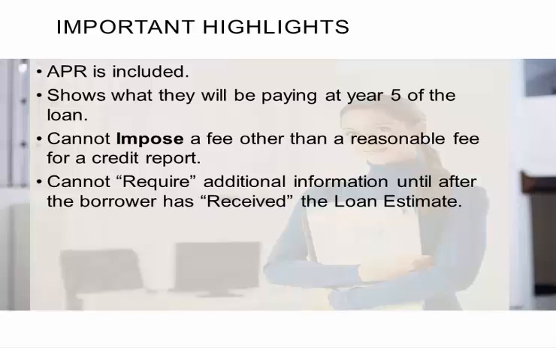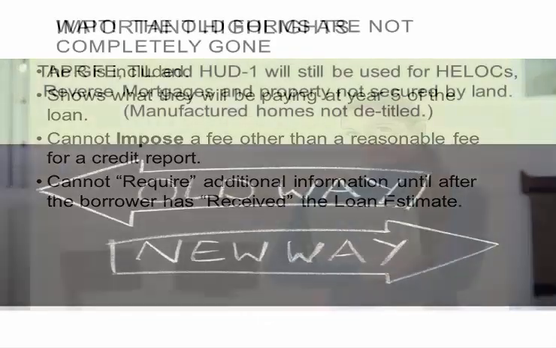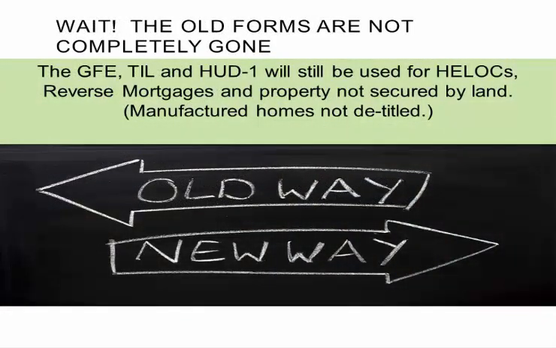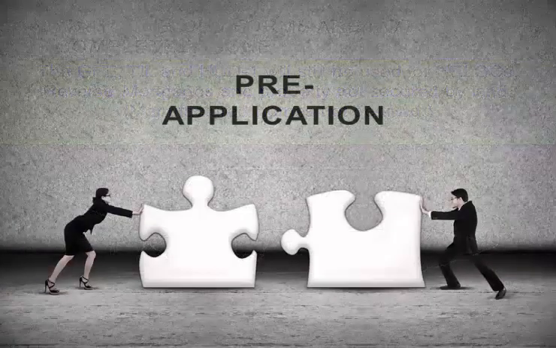Another important area, and we'll talk in detail about this in a little bit, is you cannot impose a fee other than a reasonable fee for a credit report, and you cannot require additional information until the borrower has received the loan estimate. So you can ask for additional information, you just cannot require additional information. So as I said, the old forms are not completely gone. We will still use the GFE, the TIL, and the HUD-1 on HELOCs and reverse mortgages and properties that are not secured by land.